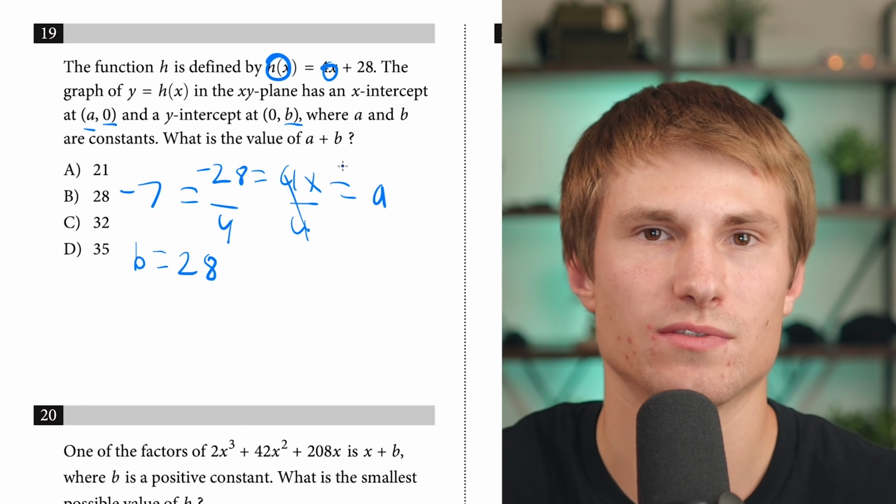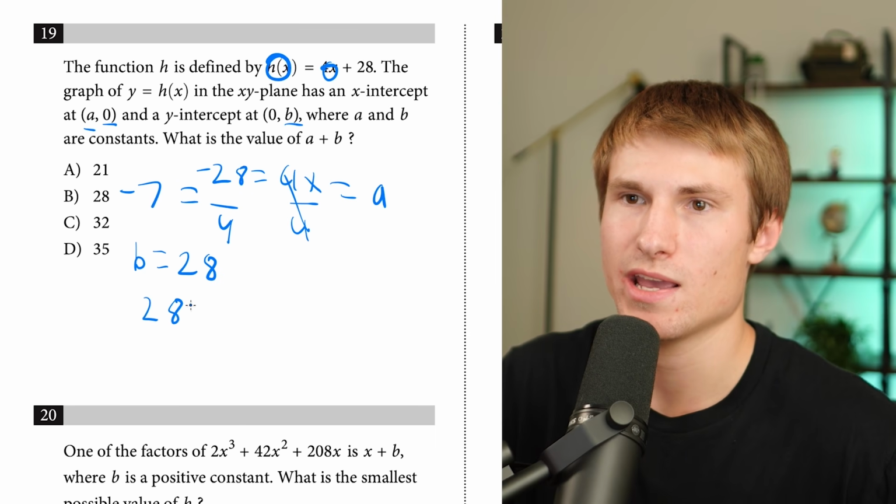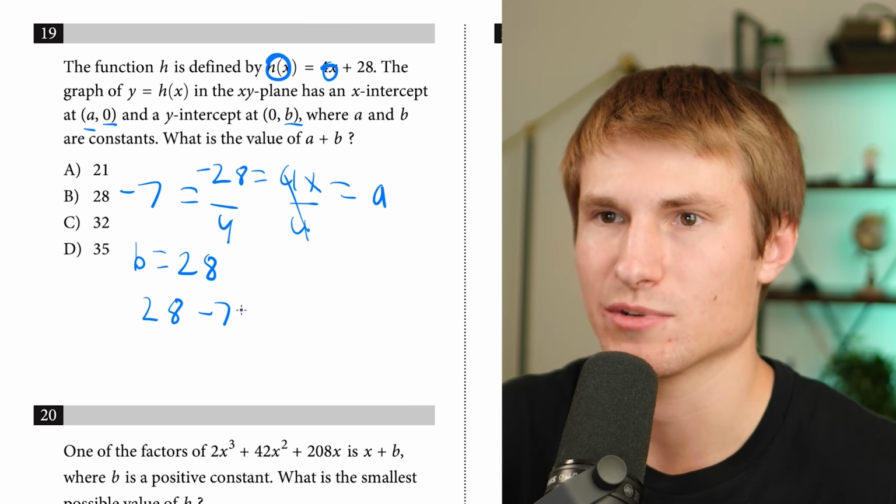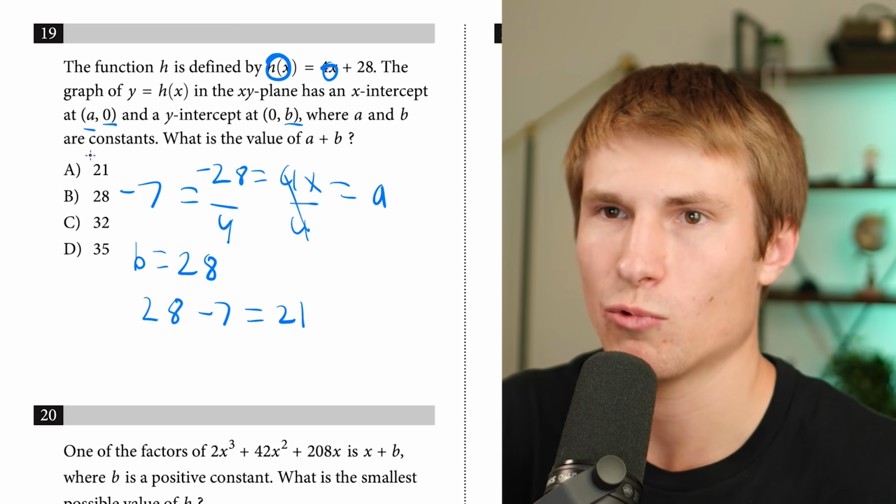So we're asked for the value of a plus b. We just do 28 plus negative 7, which is the same as 28 minus 7. That's going to leave us with 21. So our answer there is A.